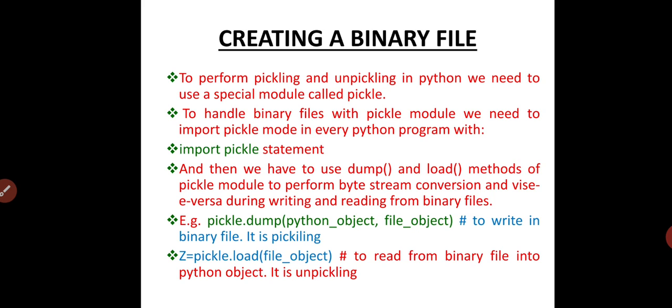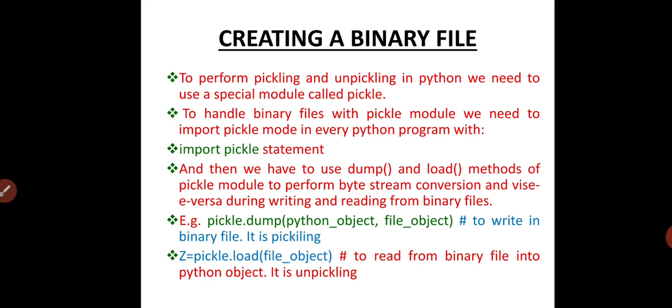Then we have to use the dump and load methods of the pickle module to perform byte stream conversion and vice versa during writing and reading from binary files. In the pickle module there are two methods, dump and load. These methods are basically responsible for byte stream conversion and vice versa during writing and reading. The dump method does the writing operation into the binary file, and the load method does the reading from the binary file.